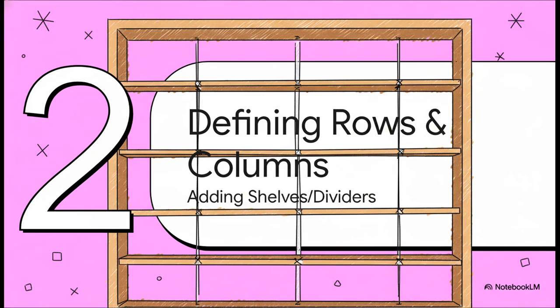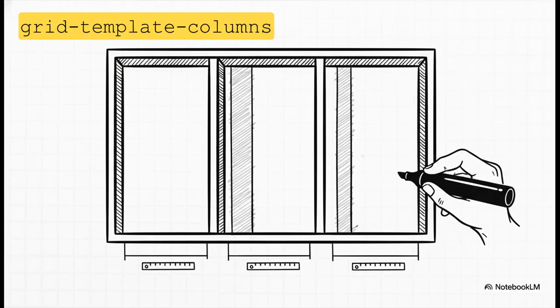Okay, so we have our empty bookshelf. Now we need to give it some structure, right? It's time to add some shelves and some dividers, or, as they're known in CSS Grid, rows and columns. So to add our vertical dividers, we use this property called grid-template-columns. If we write 12px 12px 12px, we get 3 columns, and each one has a fixed width of exactly 12 pixels. It's super direct and precise.